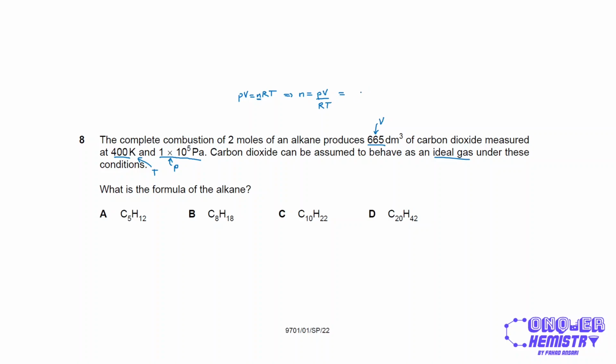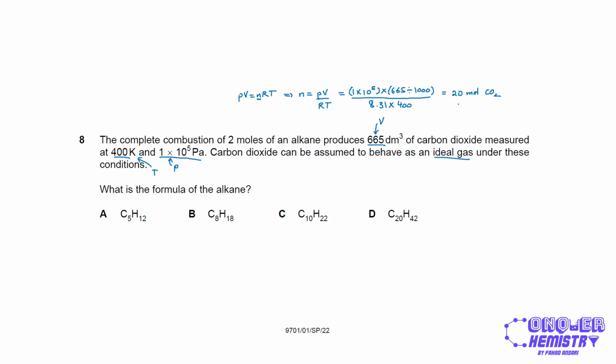So P over here is 1 × 10⁵, right? And the volume will be 665 divided by 1,000 because we're converting it to SI units of cubic meters. Divide this by R, the ideal gas constant, which is 8.31, and the temperature, which is 400 kelvins, also in SI units. This will give us 20 moles of carbon dioxide under these conditions.